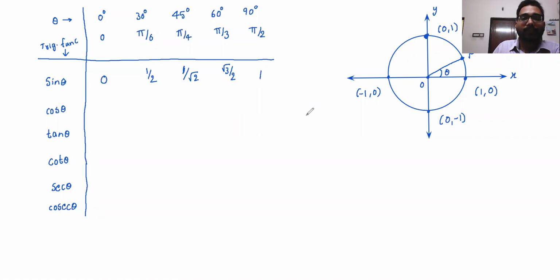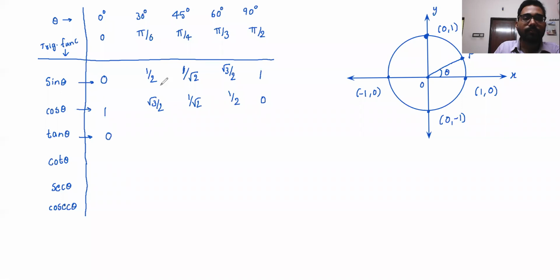Similarly, cos theta, it will come in reverse order, right? So when you take at 0, the x coordinate is 1. So x coordinate upon distance, it is 1. Here it is root 3 by 2. Here it is 1 by root 2. Here it is 1 by 2. Here it is 0.